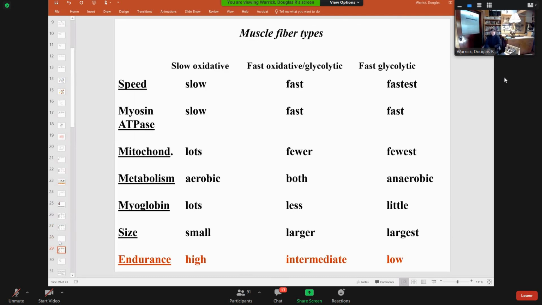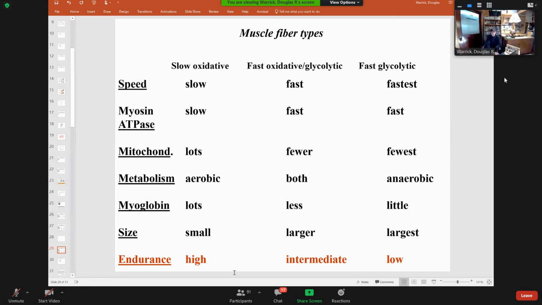And so finally, endurance of these things. Slow oxidative fibers, what you get is high endurance. They can be on in perpetuity. You have muscles right now that are on in your back. They're on all the time. They are contracting a little bit. They never fatigue.